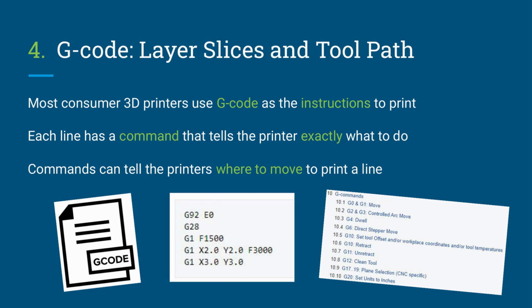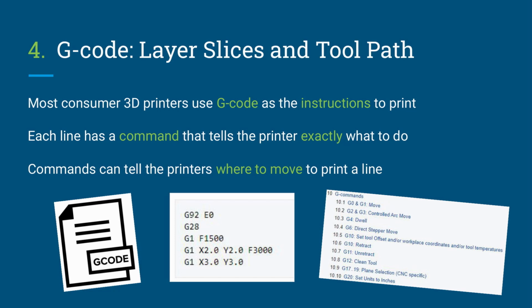Okay, so now we're going to move on to G-code, which is the toolpath of our 3D printer. When we finish slicing in our slicing software, we're going to export or download that file that we made as a G-code file. Most consumer 3D printers use G-code as the instructions to print. G-code is made up of a bunch of commands. Each line has a command that tells the printer exactly what to do. And the commands tell the printer where to move to print a line.